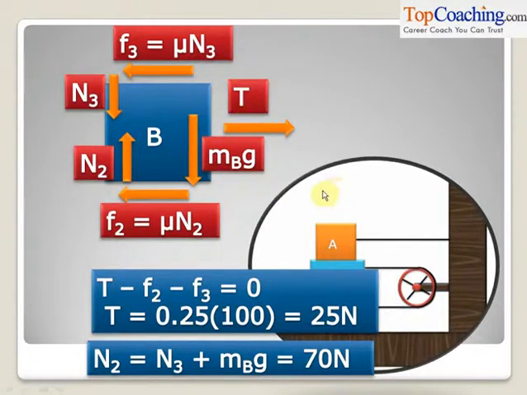The value of F2 is mu N2. Mu is known, N3 is known, N2 is known. So the tension force on block B comes out to be 25 Newton.